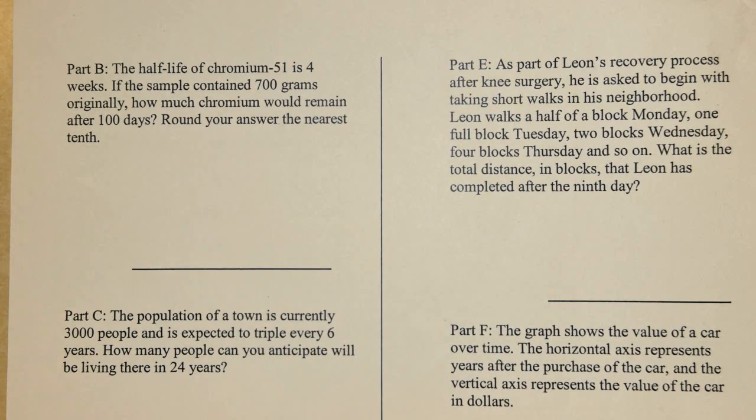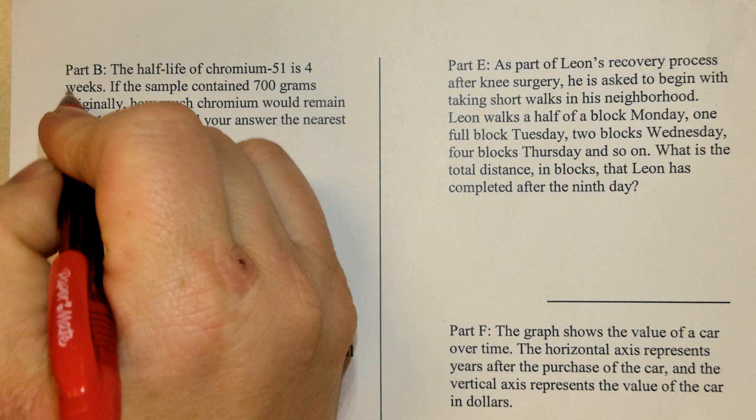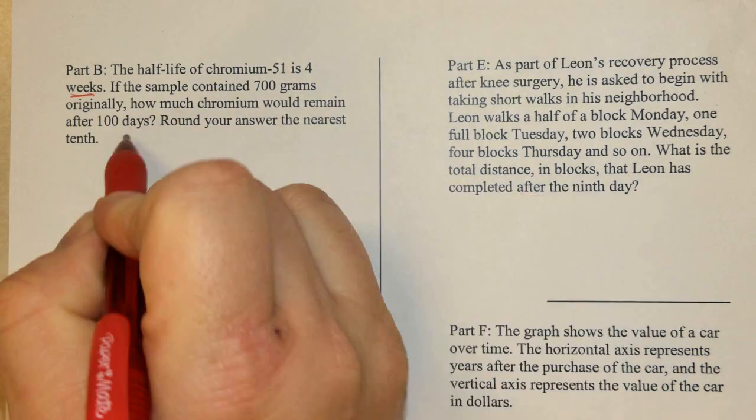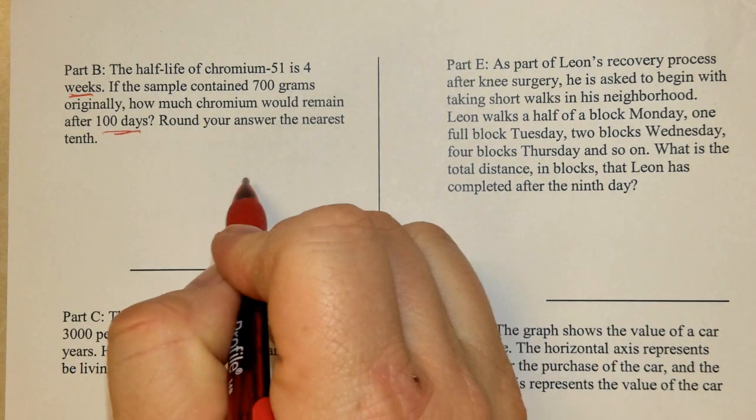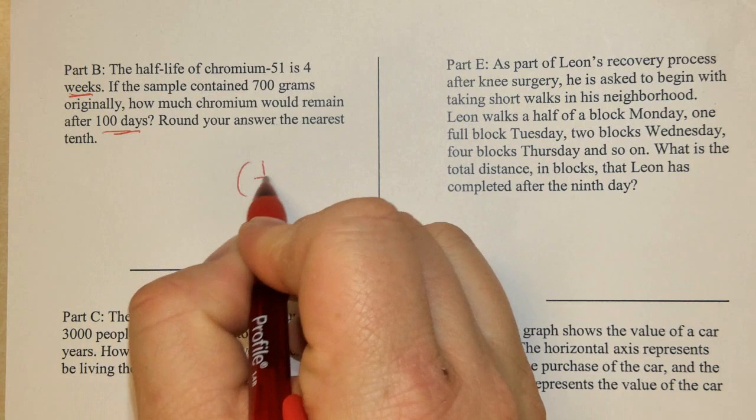The half-life of chromium-51 is 4 weeks. If a sample contains 700 grams originally, how much of the chromium would remain after 100 days? Round to the nearest tenth. Okay, well notice that this is in terms of weeks, and then this is in terms of days. So half-life again is described like this.